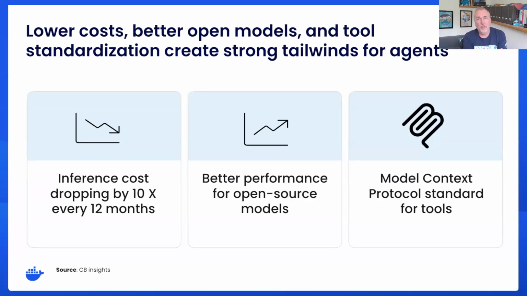At the same time, we're seeing model costs drop super fast, by nearly 10 times every year. And the performance gap between open source and closed models continues to narrow. On top of that, MCP, the Model Context Protocol, is probably the most hyped word in the industry right now. It is emerging as a de facto standard for connecting agents to tools, making them more capable and smarter. Together, lower cost, better open source models, and tool standardization are creating strong tailwinds for applications like agents, which are built on top of them.